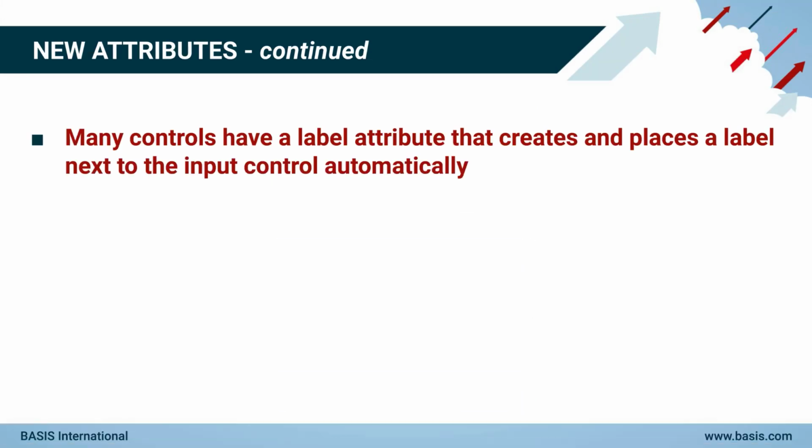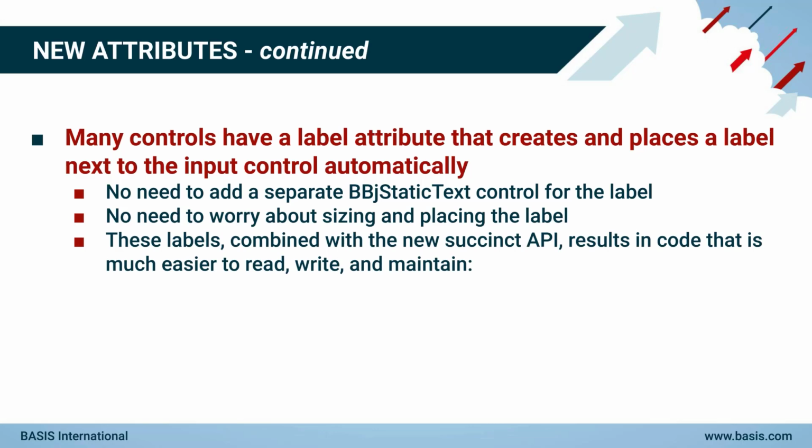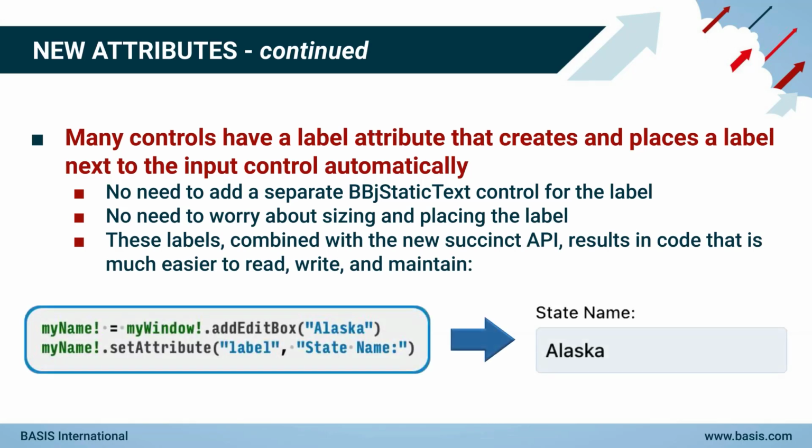Many input controls also have a label attribute that creates and places a label next to the control automatically. The obvious benefit is that these labels reduce the developer's load, as they no longer have to create, size, and place a separate text control to act as an input's label. And when we combine these labels with the new succinct API, our code is easier to write, read, and maintain.